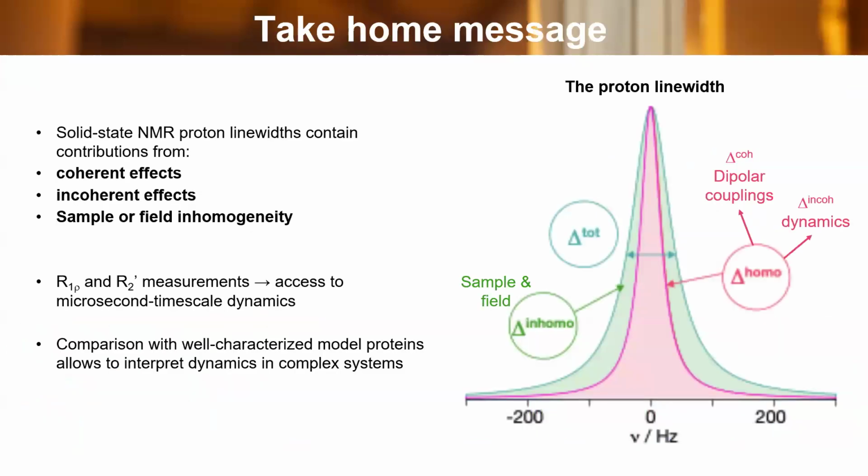So as a take-home message, I wanted to show you that the proton line width in solid-state NMR contains different contributions: the coherent effect, so from the dipolar couplings, the incoherent effect that contains the dynamics information, but also sample and field inhomogeneity. And that by measuring these contributions, but as well R1rho, you can access microsecond timescale dynamics. And by comparing your data with well-characterized model proteins, you can interpret dynamics and understand a bit better the dynamics in your system.